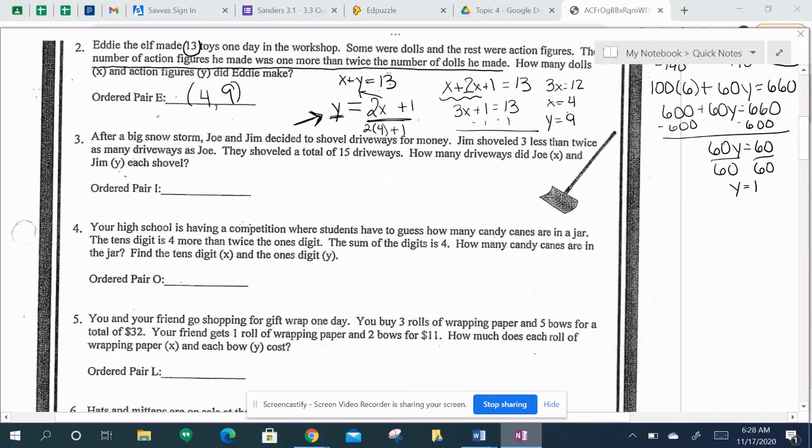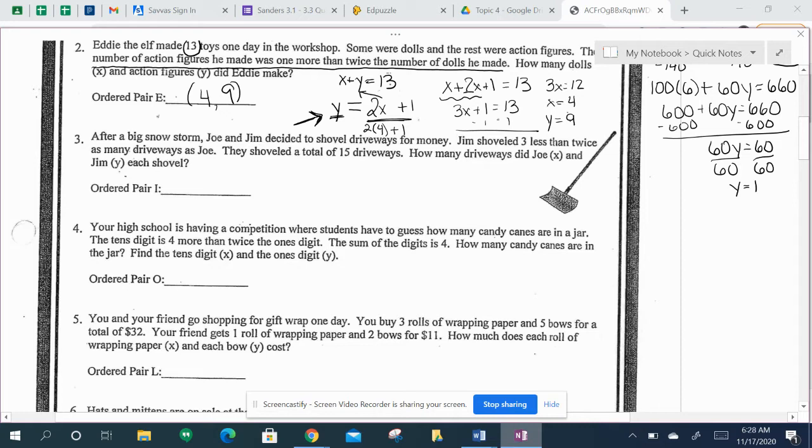Let's do one more together. Number 3. It says, after a big snowstorm, Joe and Jim decide to shovel driveways for money. Jim shoveled 3 less than twice as many as Joe. They shoveled a total of 15 driveways. So how many driveways did Joe X and Jim Y each shovel?